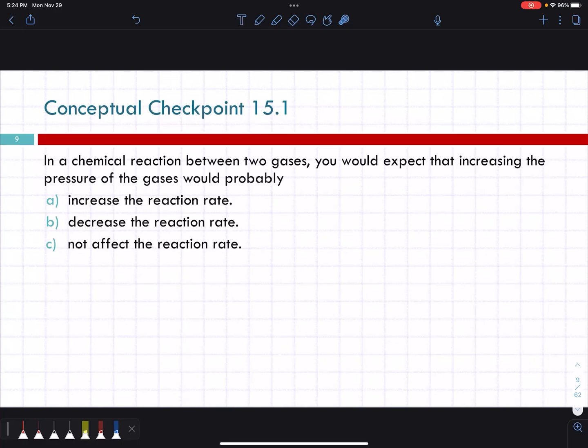So in a chemical reaction between two gases, you would expect that increasing the pressure of the gases would probably.